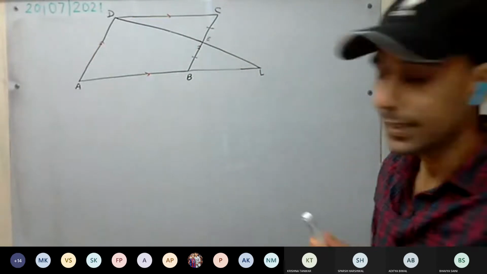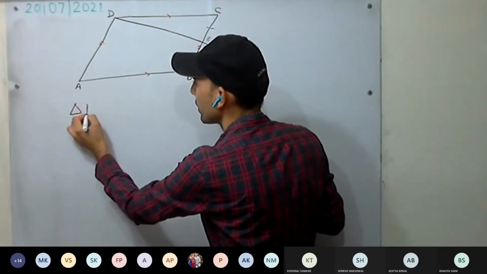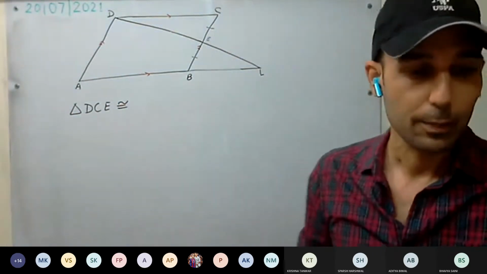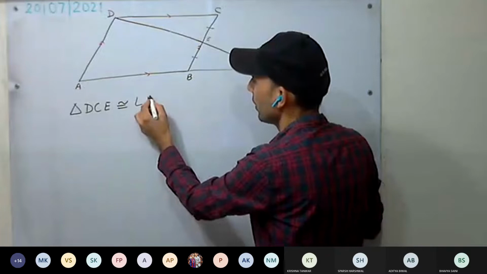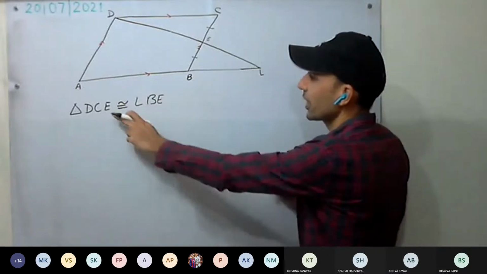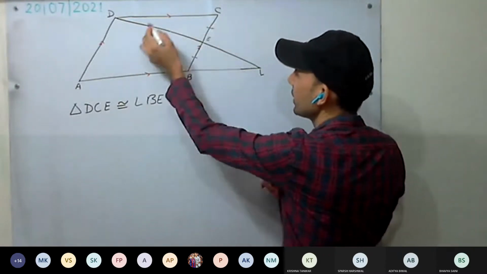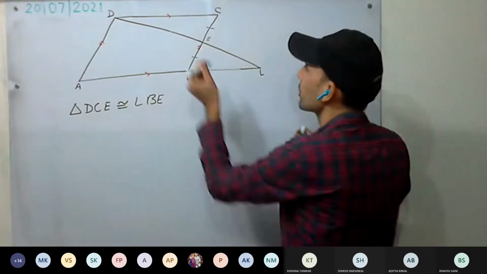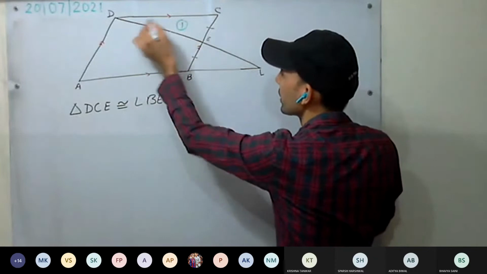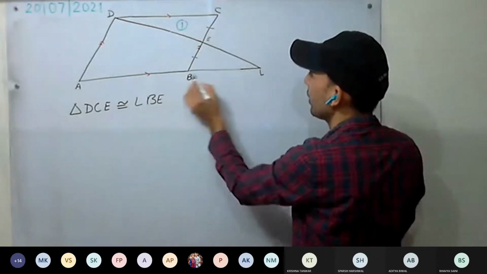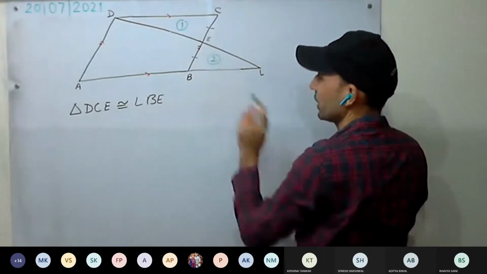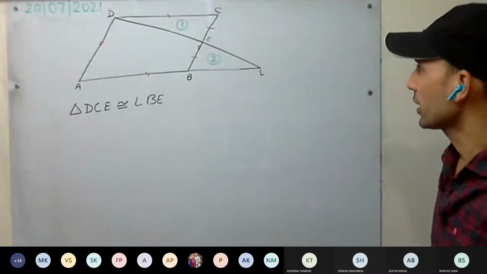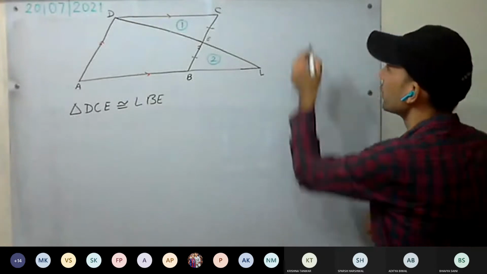First, triangle DCE is congruent to triangle LBE. Which triangle is DCE? This will be our first triangle. LBE is our second triangle. We have to prove that they are congruent. So how to prove?